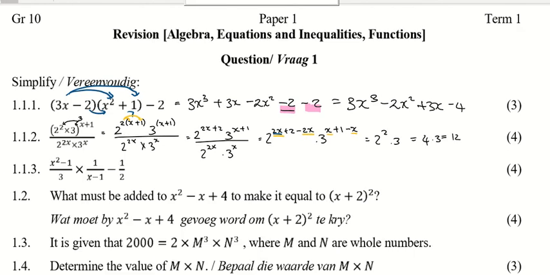Ek herhaal die vraag, wat moet by x kwadraat minus x plus 4 gevoer word om x plus 2 tussen hakie gekwadreer te kry? In English, what must be added to x squared minus x plus 4 to make it equal to x plus 2 in brackets squared?